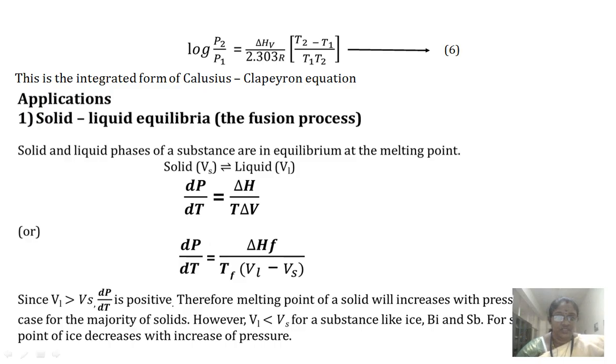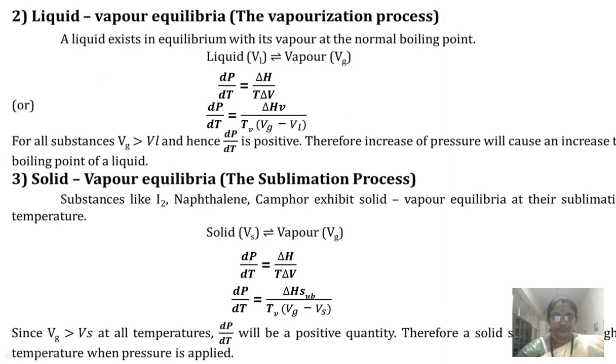Application of this equation is in solid-liquid equilibria, that is in the fusion process. So for solid to liquid, we can write dP by dT is equal to del H by T delta V. For this, we have to put VL minus Vs instead of Vg minus VL. So in this, VL is greater than Vs, so dP by dT is a positive value.